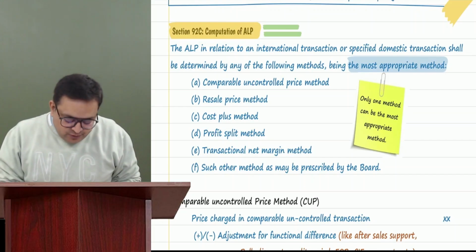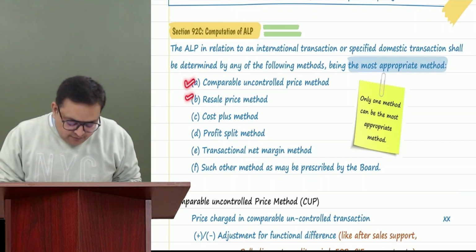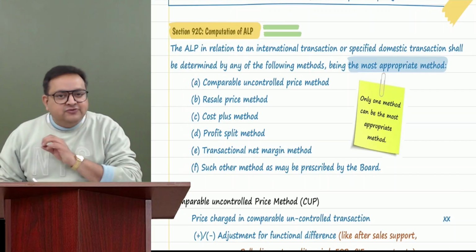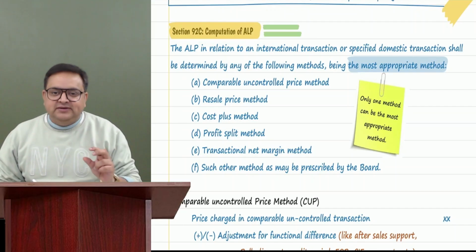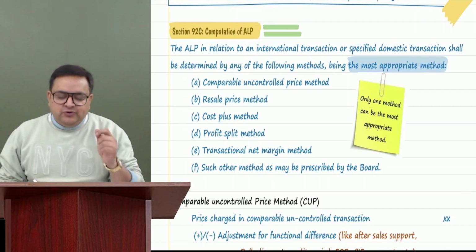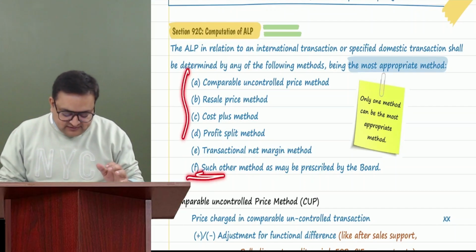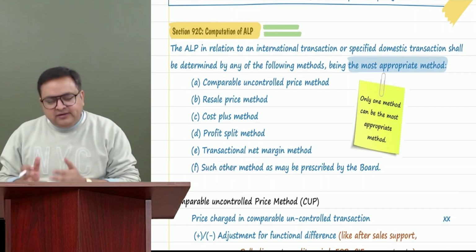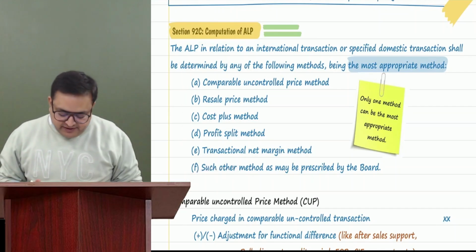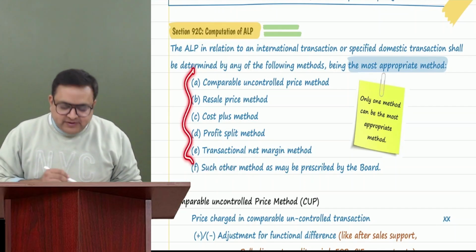See, can we compute ALP from more than one method? The answer is no. There are 6 methods, and you have to do only 5, because the 6th one is actually any other method as prescribed by the department. So we have to do 5 methods.